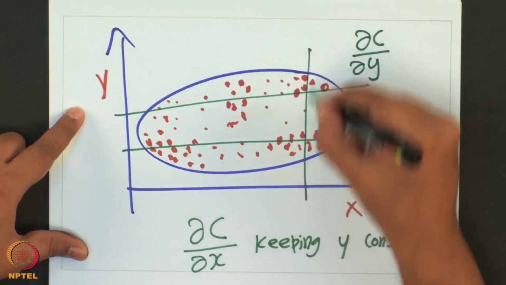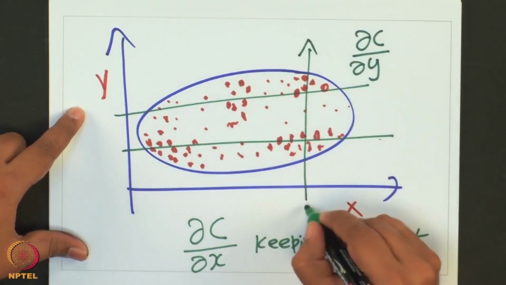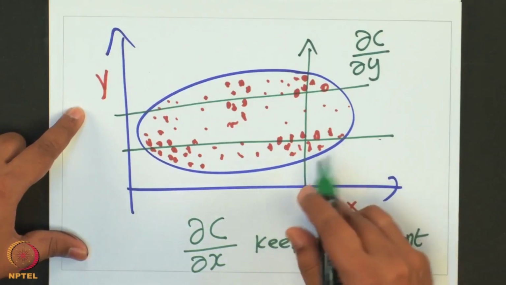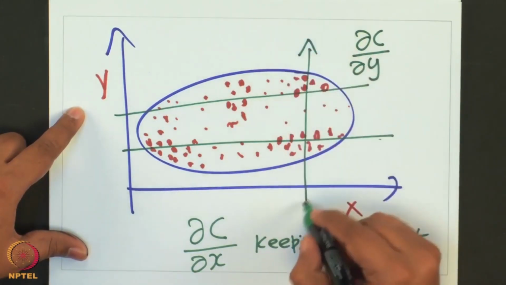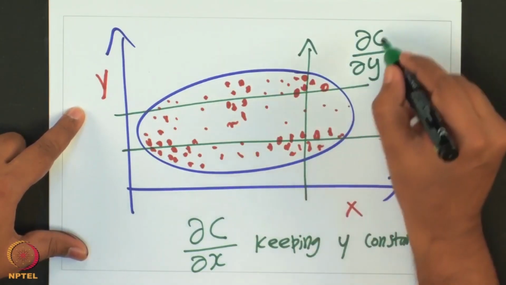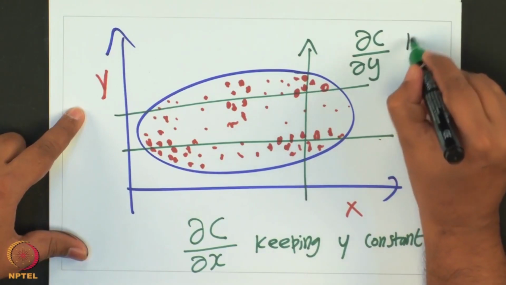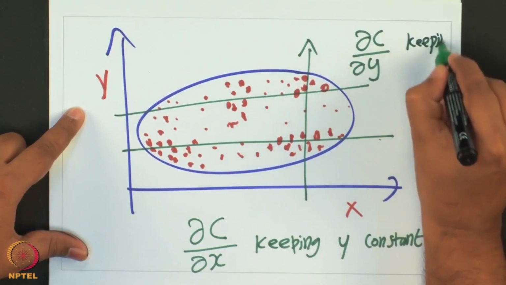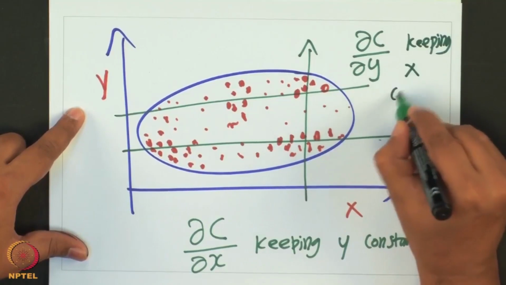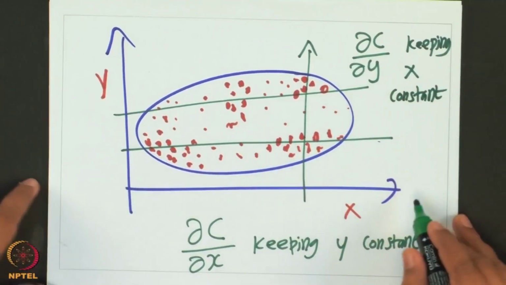As I increase y, how does the concentration change for a particular x value? So for this x value, I go along this x, so x is the same, I am not varying x, but I would vary y, and I just want to calculate how del c by del y changes, keeping x constant.